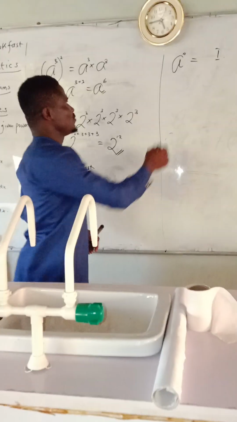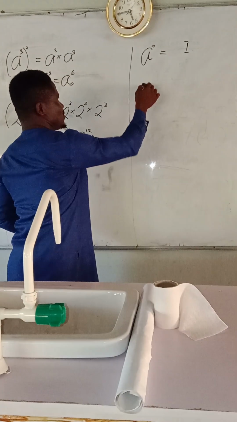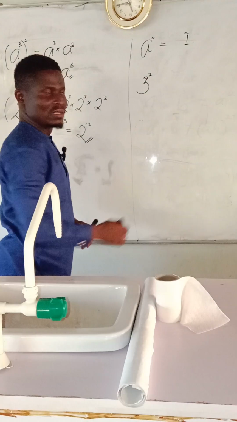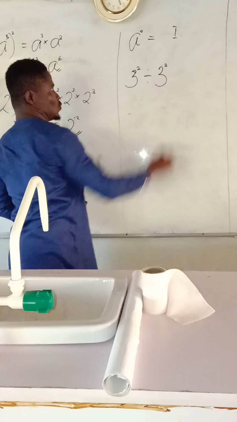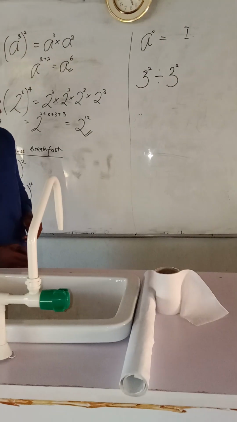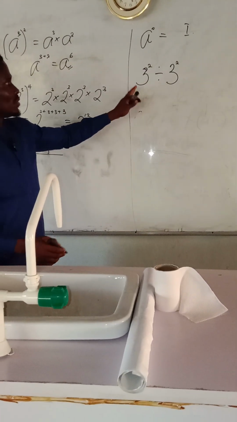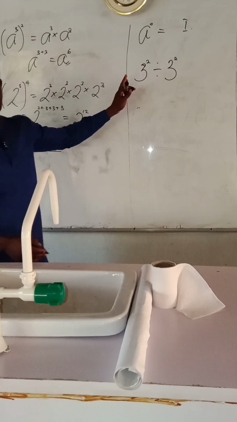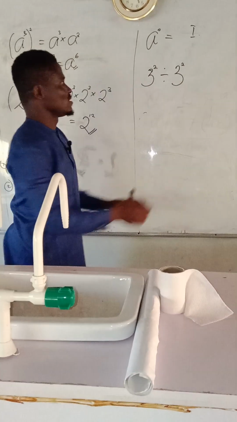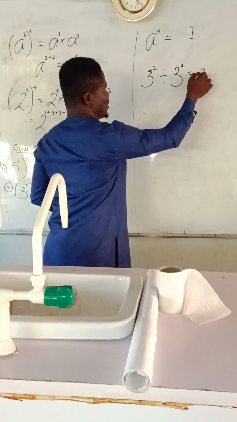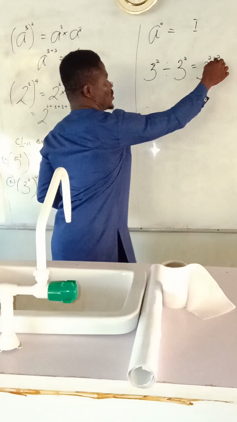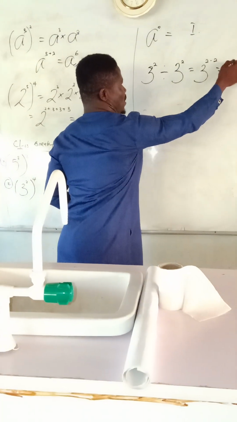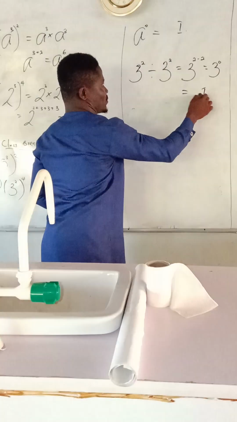Let's also confirm it. If you have 3 raised to power 2 dividing 3 raised to power 2, you remember that when the base is the same in the division law, you subtract the indices. This will give us 3 raised to power 2 minus 2. And 2 minus 2 is what? 3 raised to power 0. And that is equal to 1.